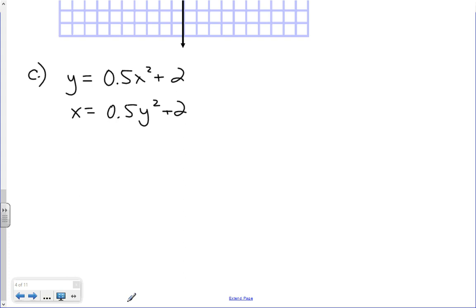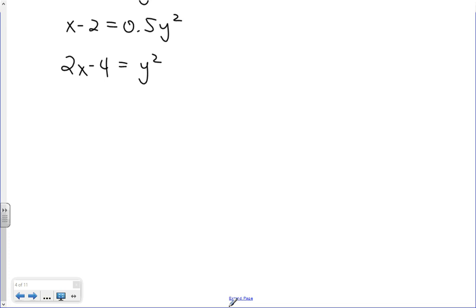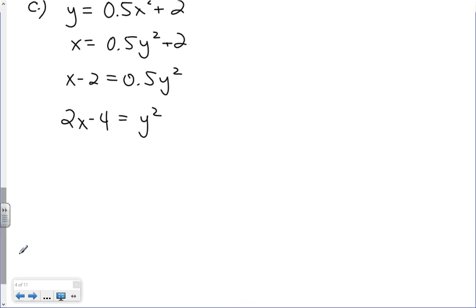So let's subtract 2. So we have x minus 2 is equal to 0.5y squared. Get rid of the 0.5 by dividing by 0.5 or multiplying by 2, however you want to say that. I'll write it as 2x minus 4 when I multiply by 2 is equal to y squared. And then finally get rid of the y squared by taking the square root of both sides. Don't forget when you do that, you get two solutions here, a plus or a minus. We have plus or minus the square root of 2x minus 4 is equal to y. There is what y equals.